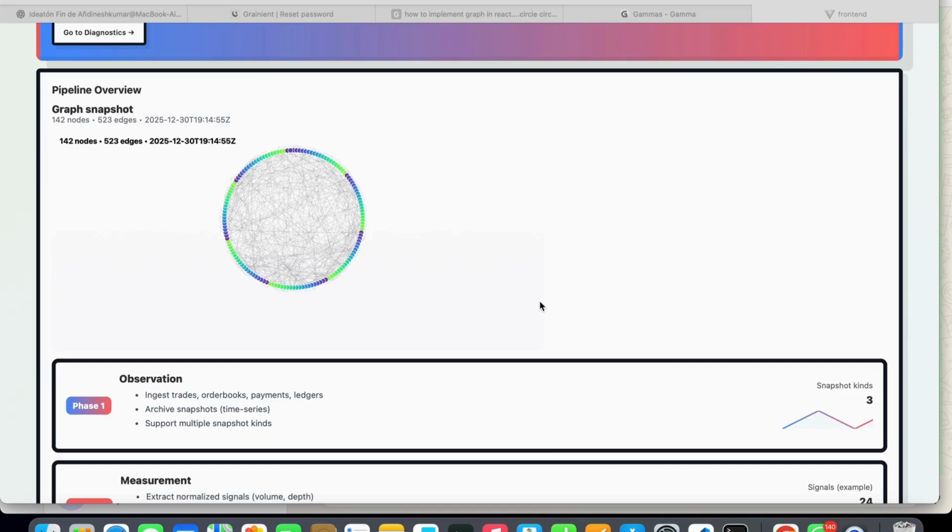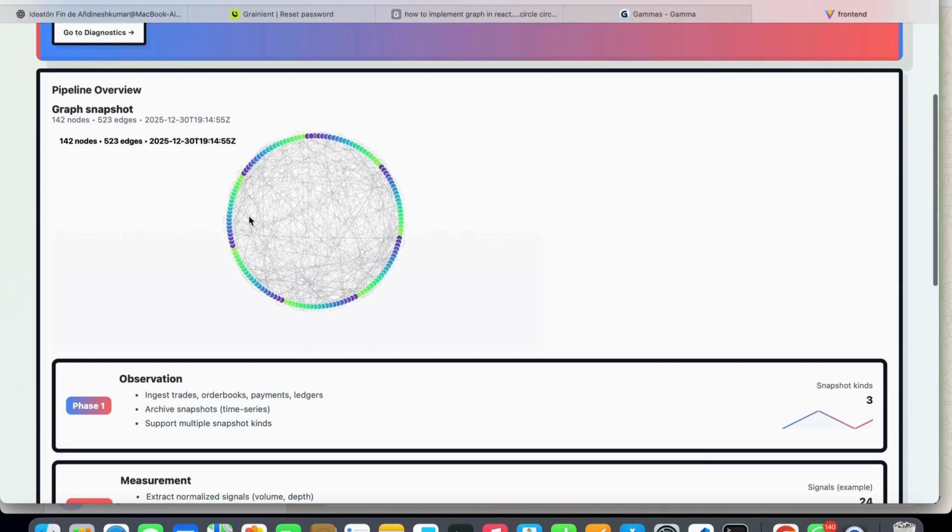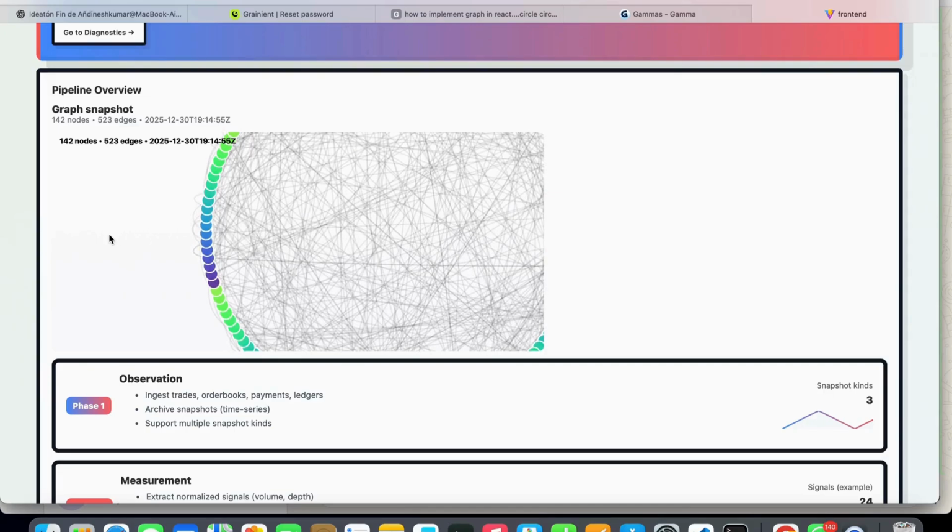In this view, each node represents an asset or anchor, and each edge represents a possible conversion path between them. Nodes are placed evenly around a circle to avoid bias and to make the overall topology easy to read. Edges are drawn as curved paths with a slight outward offset, which helps dense connections remain visible even in highly connected regions. This particular snapshot contains 142 nodes and 523 edges, showing the real scale and complexity of the network.